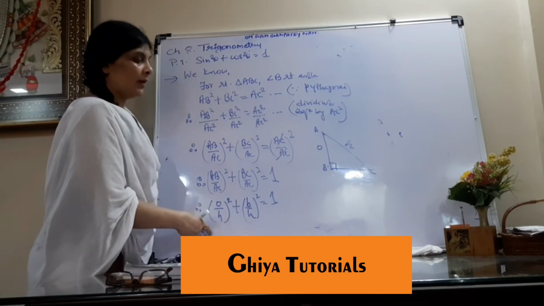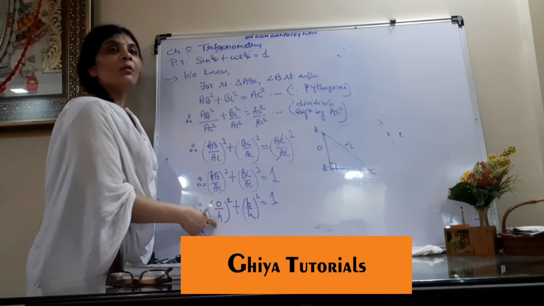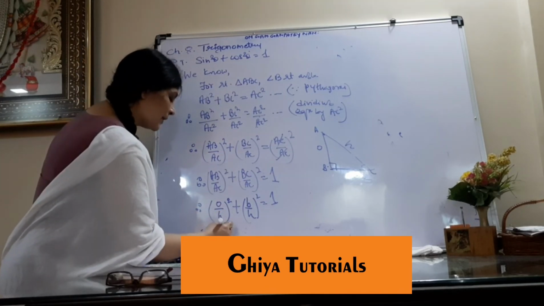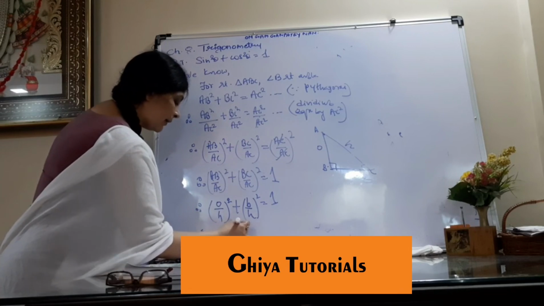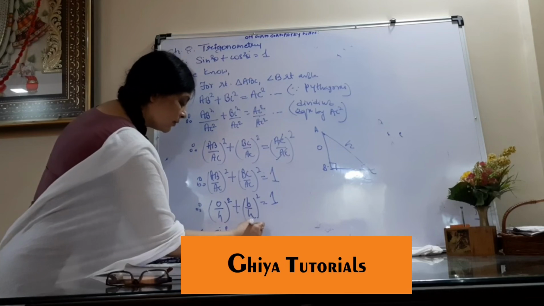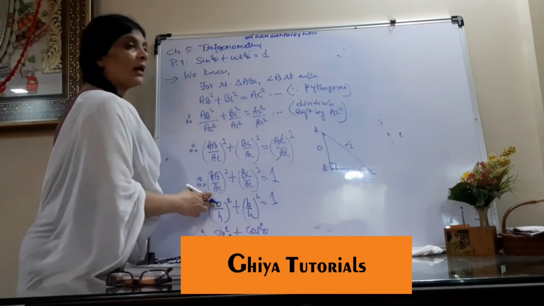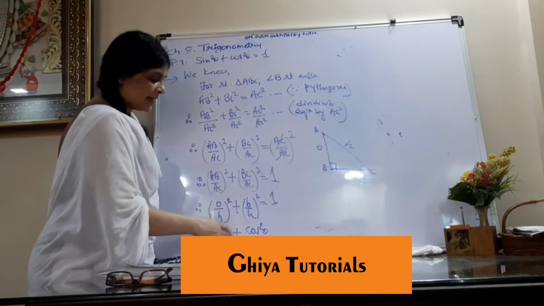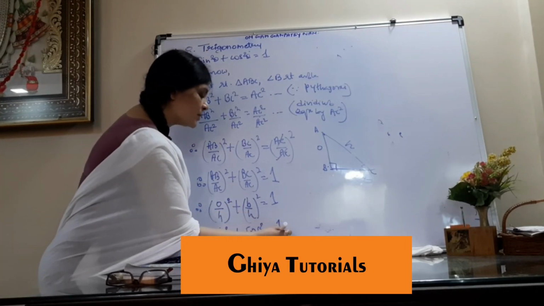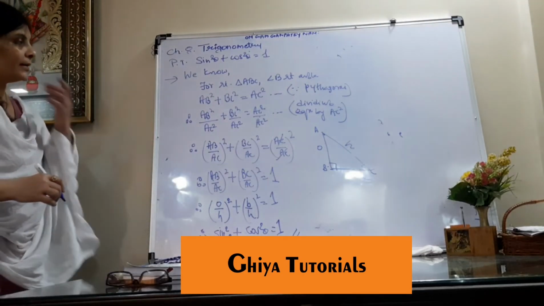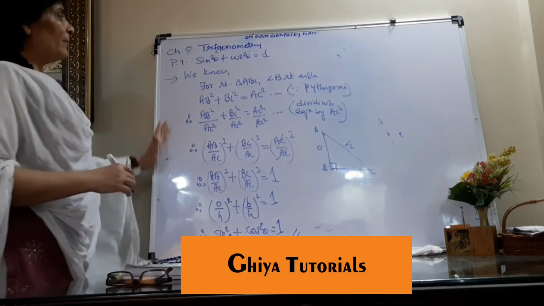Now if you remember the formula, what is O by H? O by H is nothing but sine. You have studied. So O by H is sine square. Plus what is B by H? It is cos. We have studied the formula, O by H sine, B by H cos. So sine square theta plus cos square theta equals 1, and thus proved. So in this way we are proving an identity. So you have to remember the proof.